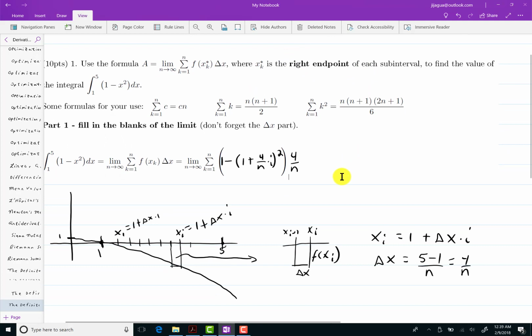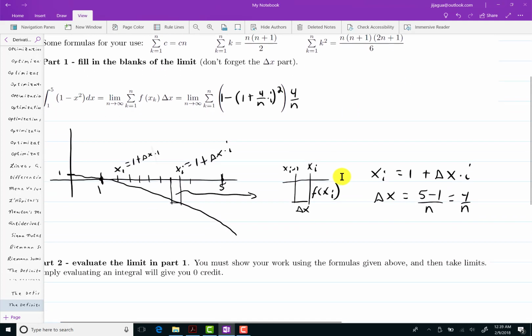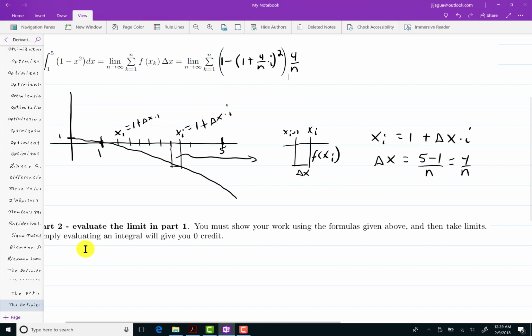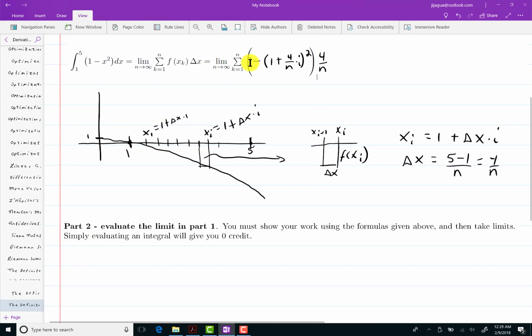Now, part 2 says that I want you to take this limit, evaluate this limit, to tell me what this integral is equal to. By the time you take this test, we'll actually be able to do this integral in a much easier way, but by the time you take it, you'll have that capability. I'll still want you to show me that you understand this aspect of it.